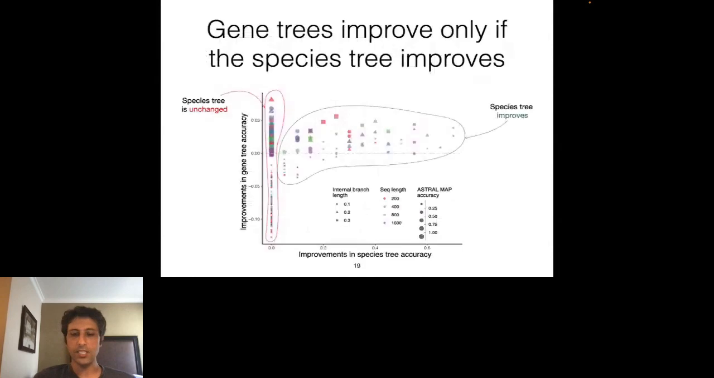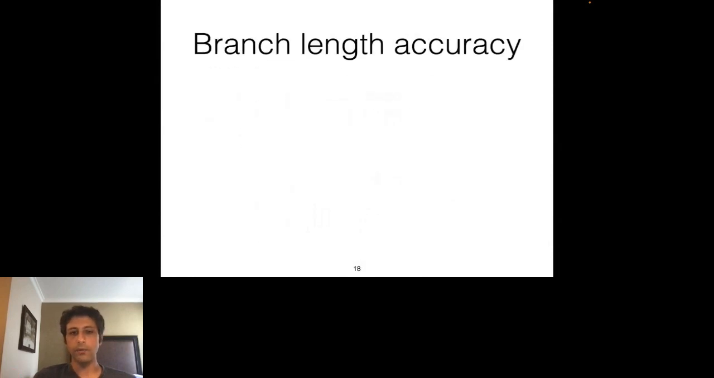Okay, so that's about topology. Let's think about branch length accuracy. Oops, sorry, my branch length accuracy figure for some reason doesn't show. I apologize, I don't know why it doesn't appear. The branch length has become a lot more accurate than Astral. Astral branch lengths are known to be biased, underestimated. The QuCo branch lengths are not.